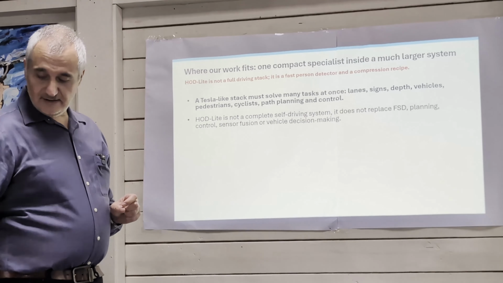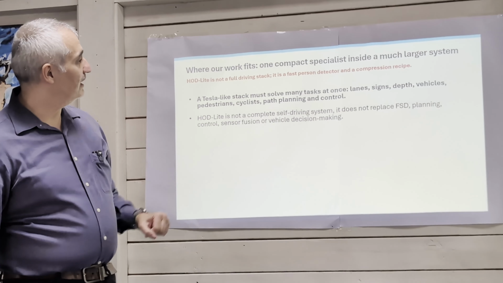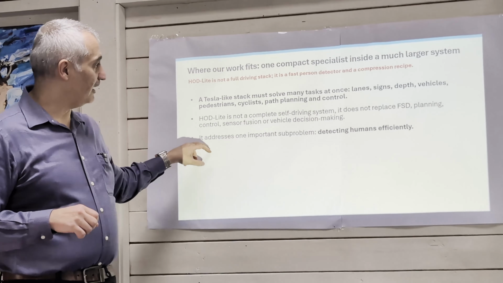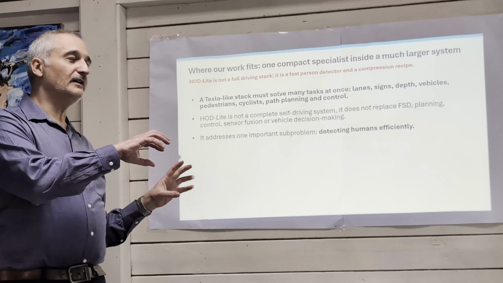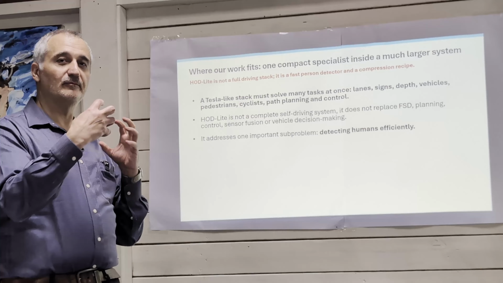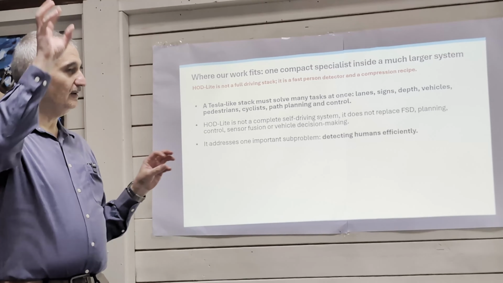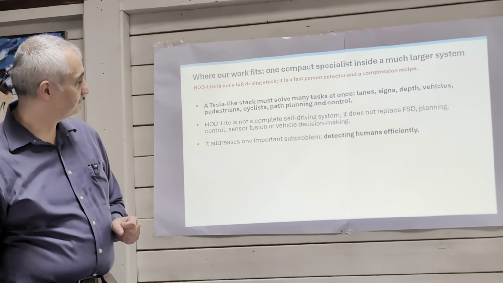So it's not a driving system. It does not replace the FSD. It's just one part of it. And our aim is basically detecting humans efficiently. Of course, detecting also involves optimizing the system. So currently we're aimed at detecting humans because we're working on human data sets, but it can be anything. It could be bird, it could be wildlife, it could be fire, or anything else.